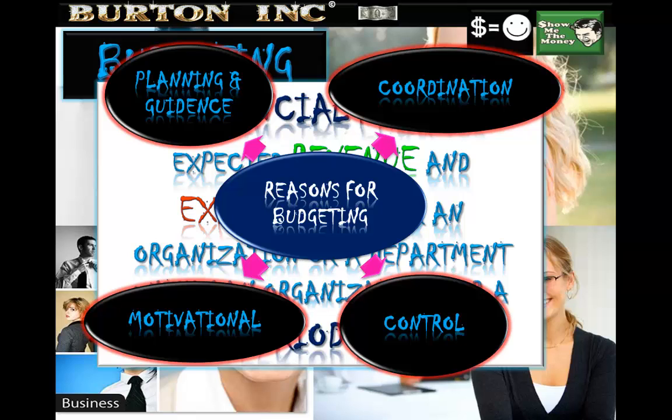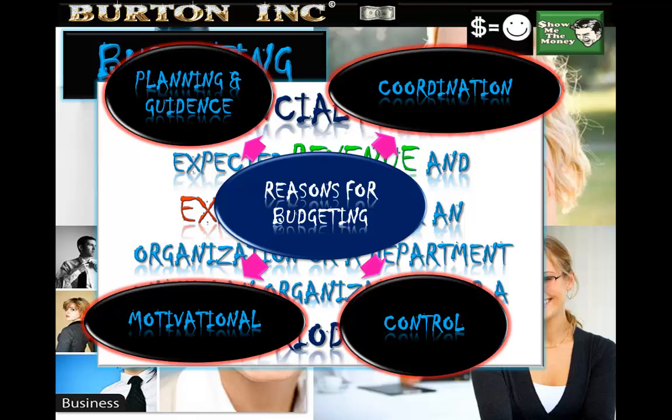Now, many businesses do not have proper cost control and therefore end up overspending. Without budgeting, managers are not held accountable for their actions. So I'll say that again, that's an important key point, and you want to get it associated with this control reason. Without budgeting, managers are not held accountable for their actions, and this can subsequently lead to all sorts of financial and cash flow problems.